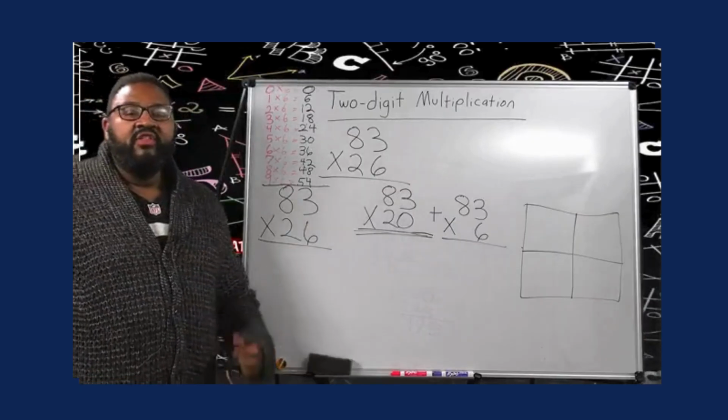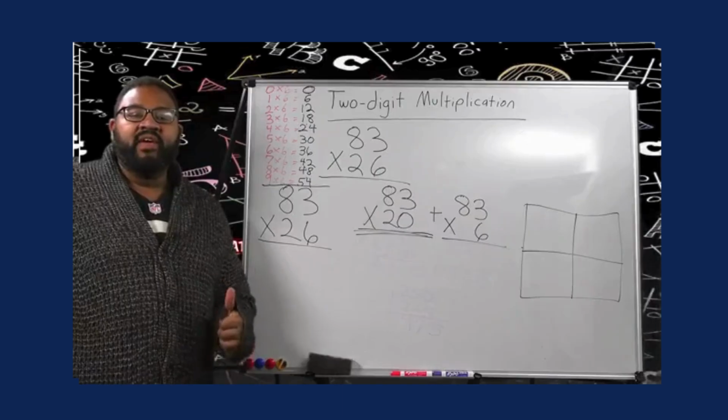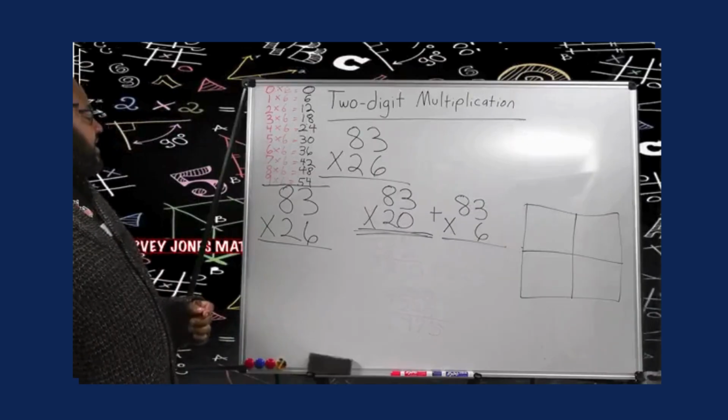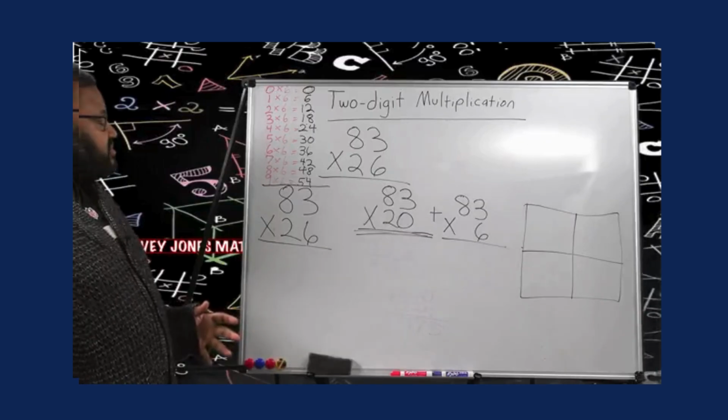I call it the pick and choose chart. That's what I call it, the pick and choose chart. What's going to happen right here? Now I can go ahead and multiply Daddy's way, which I call the traditional way.